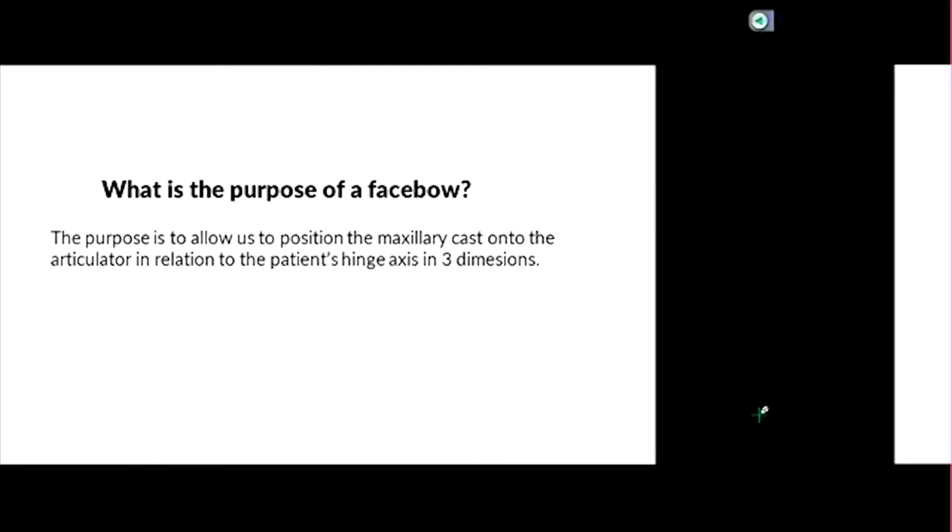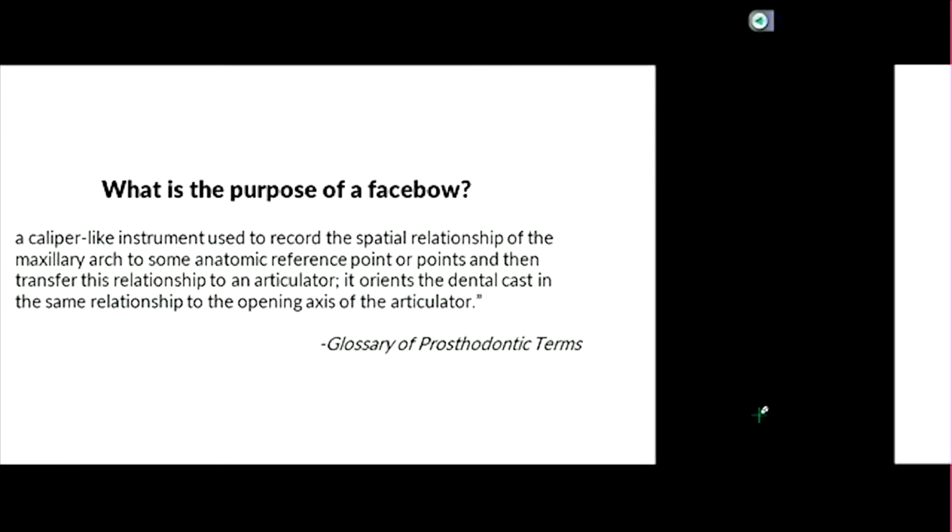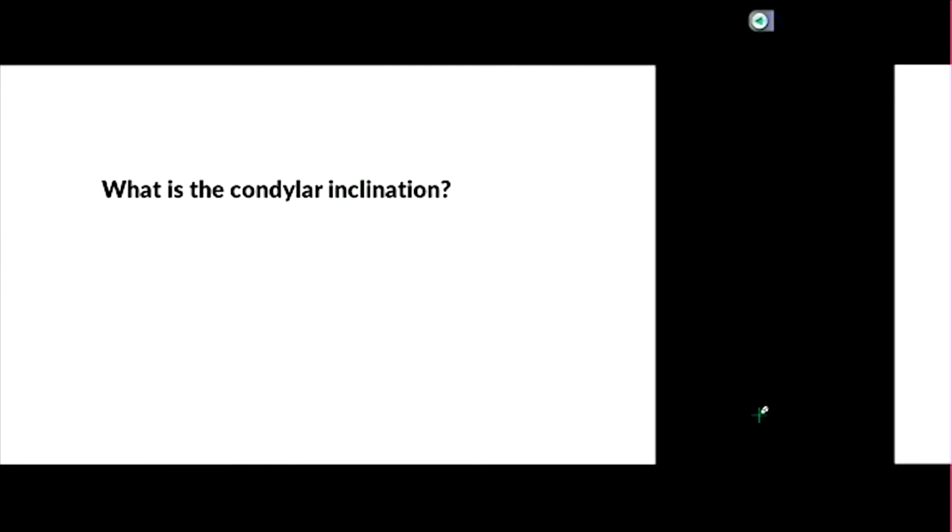The purpose of the face bow is to allow us to position the maxillary cast onto the articulator in relation to the patient's hinge axis in all three dimensions. So this is sort of the textbook definition. All right, so let's move on.